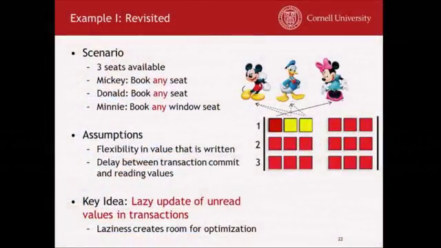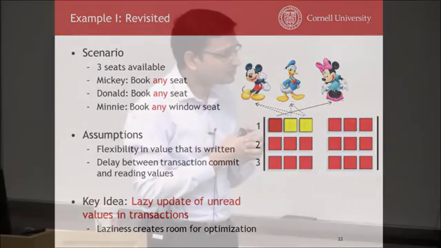So let me start by revisiting the original example, which I just showed you. I had told you that we had these 3 transactions. There was some flexibility in the values which were written. And I had also made the second assumption that there is a delay between the point at which the transaction commits and the point at which the values are read.